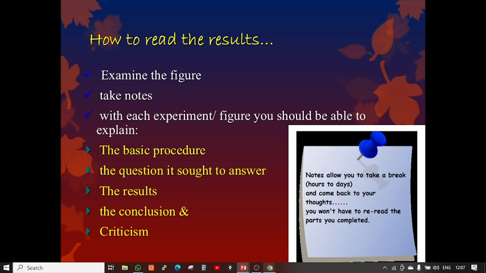How to read the results? There are some basic concepts, just as with how to read the introduction. Merely reading the results text cannot satisfy your goals. In the results you also have to examine the figures. Sometimes the written part and the figure part do not match. At that time, you just discard the paper.